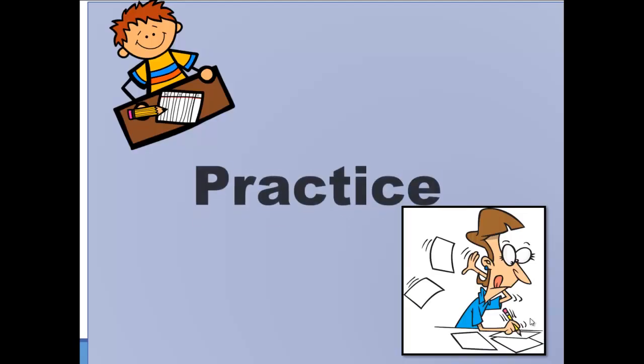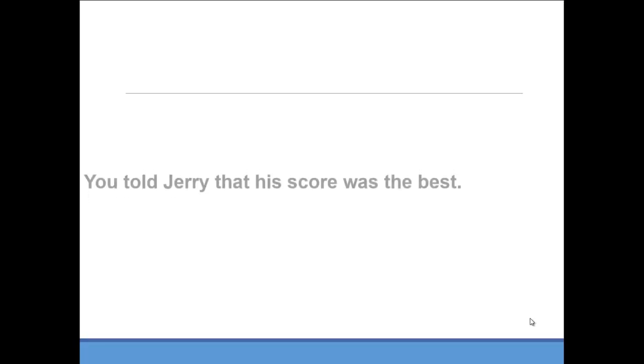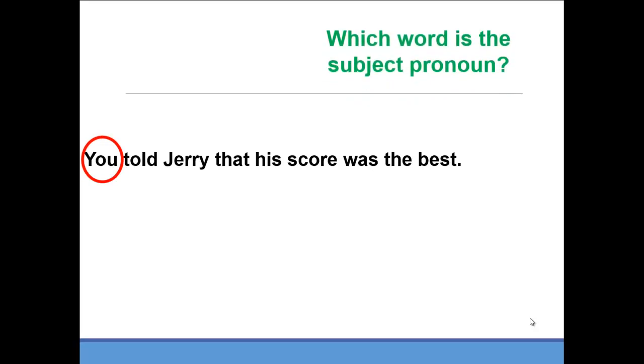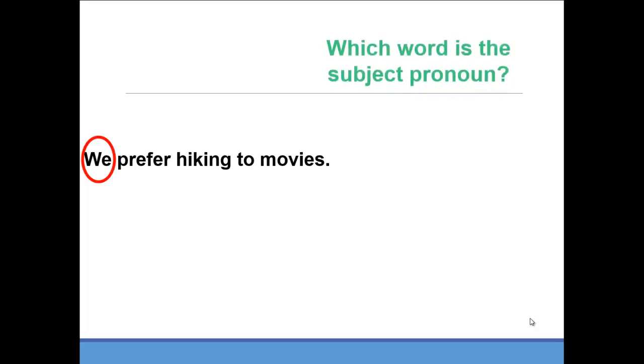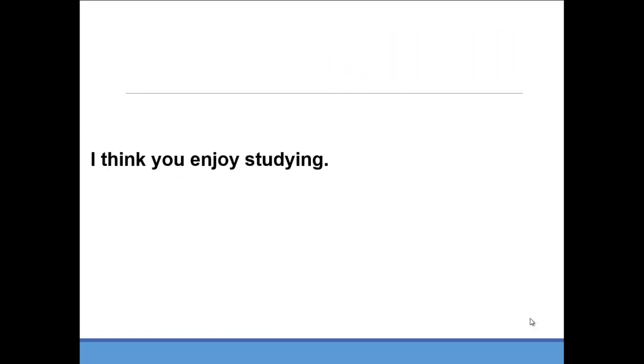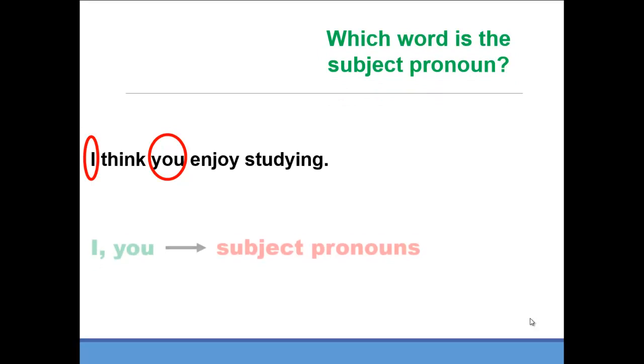Great. Another practice. Circle the subject pronoun in the sentence. You told Jerry that his score was the best. Which word is the subject pronoun? You. Great. We prefer hiking to movies. Who prefer hiking to movies? We. So which word is the subject pronoun? We. Excellent. I think you enjoy studying. Which word do you think is the subject pronoun? I and you. Both words are subject pronouns.